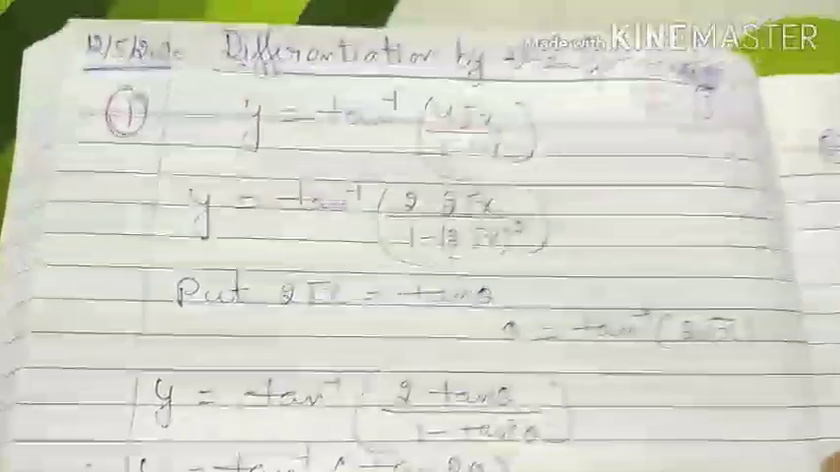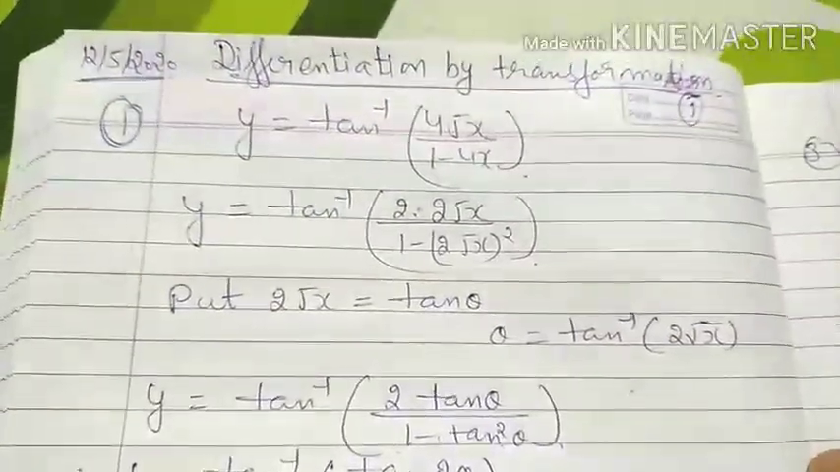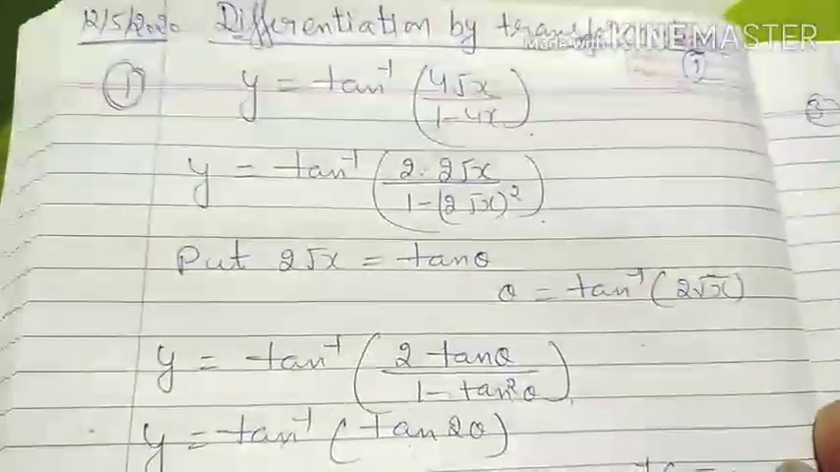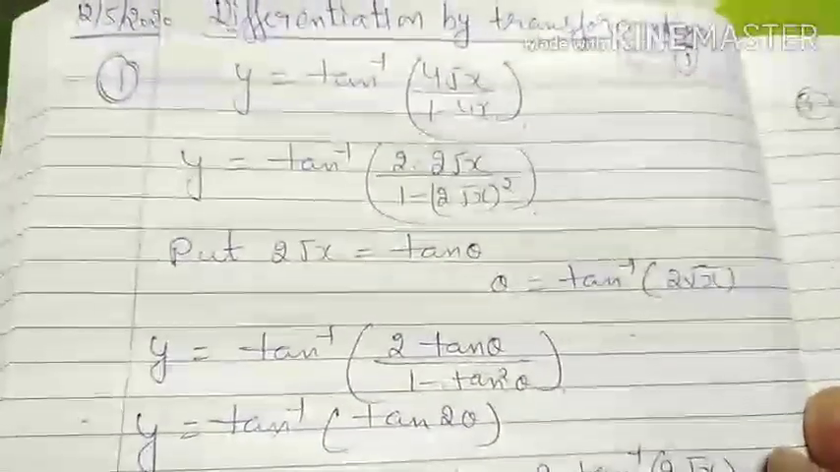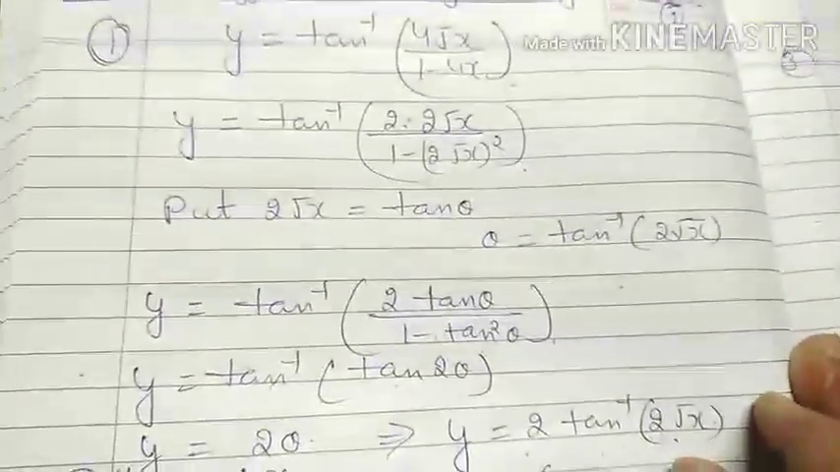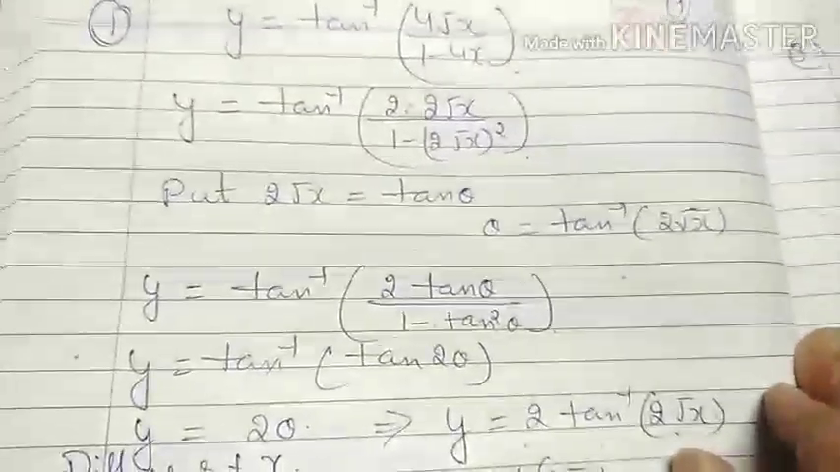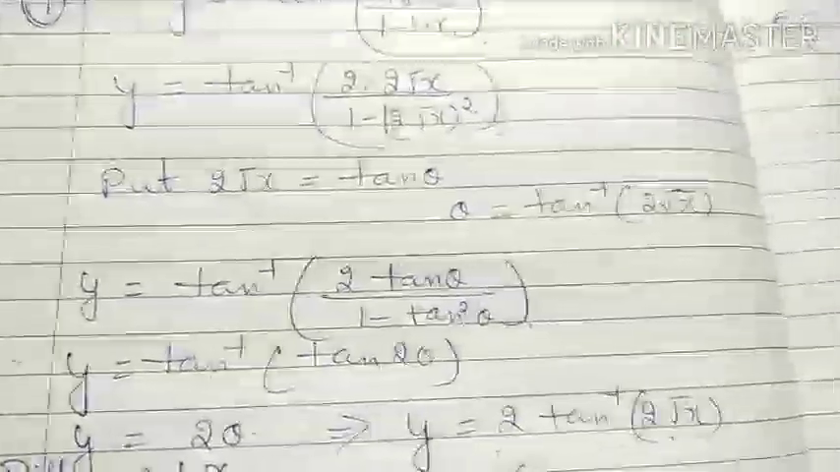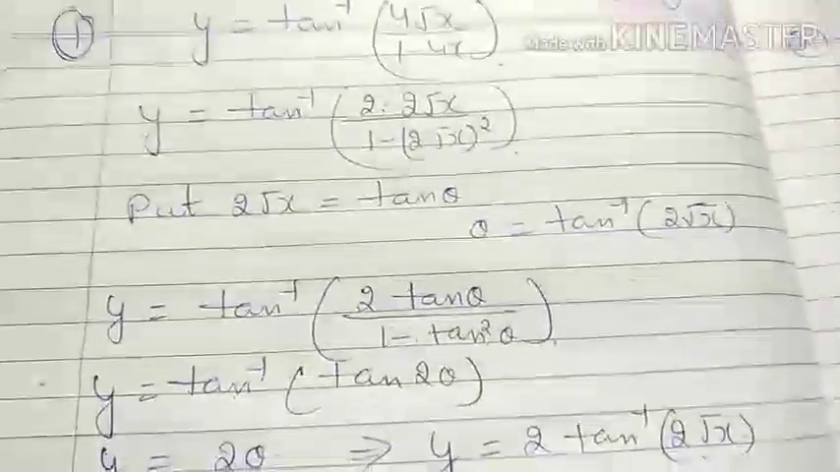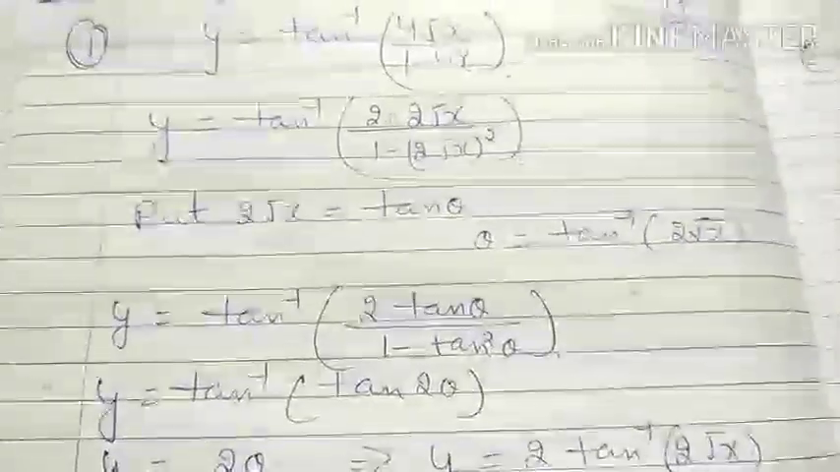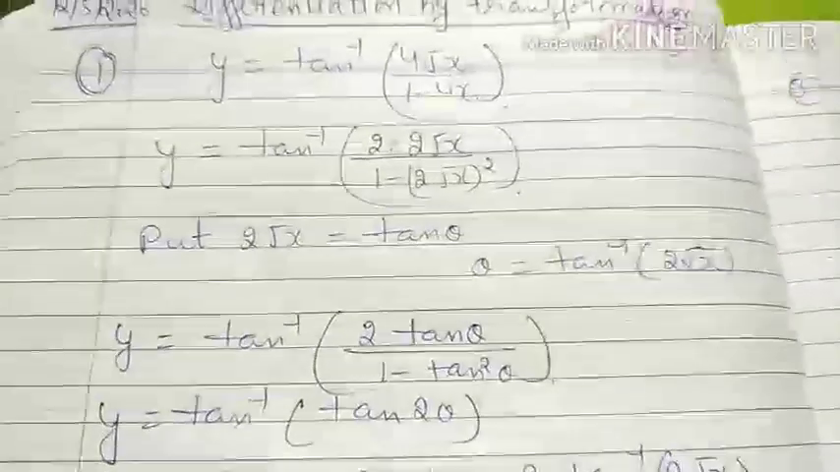Here I am discussing today differentiation by transformation method. How do you differentiate the term by transformation method? In this regard, we are dealing with basically inverse trigonometric functions. In this exercise, whatever you have done in inverse trigonometric functions, we do the same thing, but to simplify the terms. After simplifying, we have to do the differentiation.